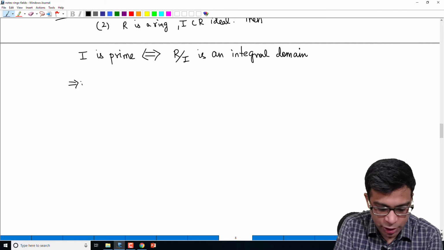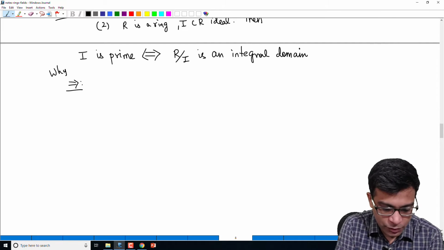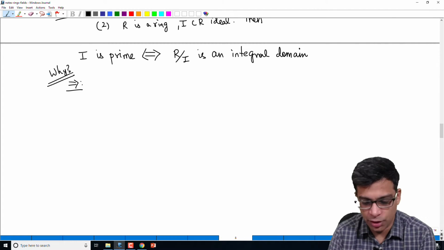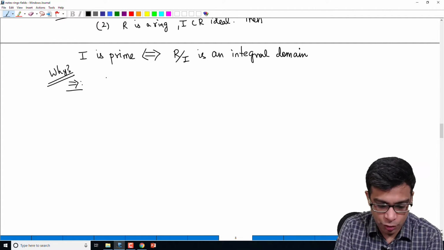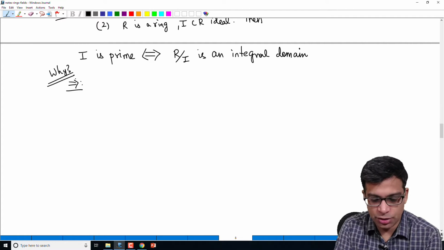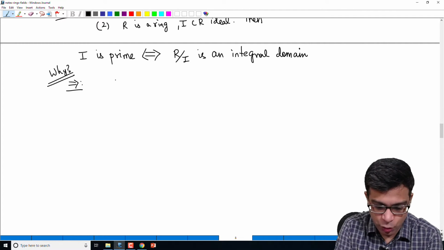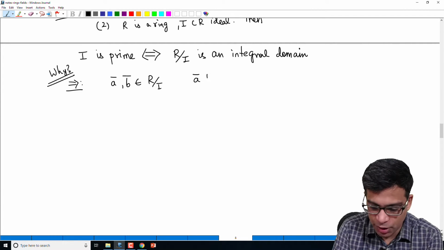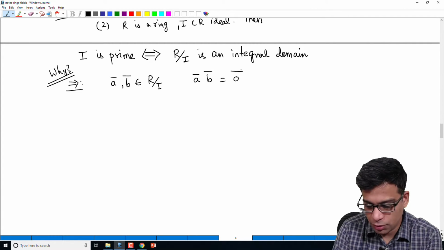So I will quickly tell you why this is true. Why is the statement that I is prime if and only if R mod I is an integral domain true? Suppose I is prime. In this direction, suppose I is prime. Let's take two elements. What are two elements of R mod I? They are of the form A bar, B bar. Suppose A bar times B bar is 0 bar.